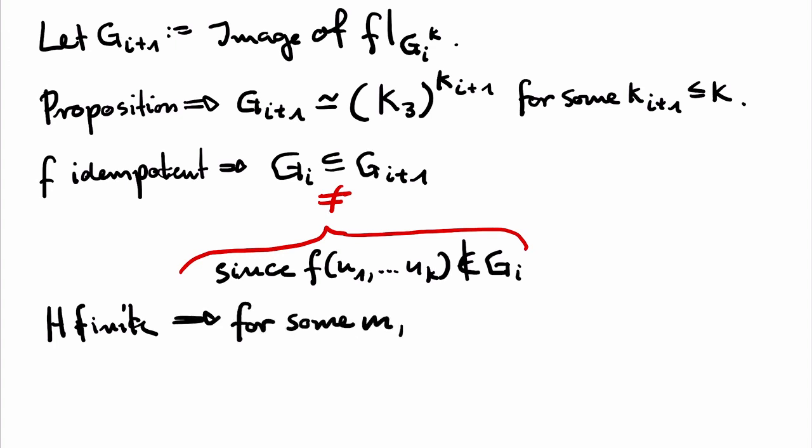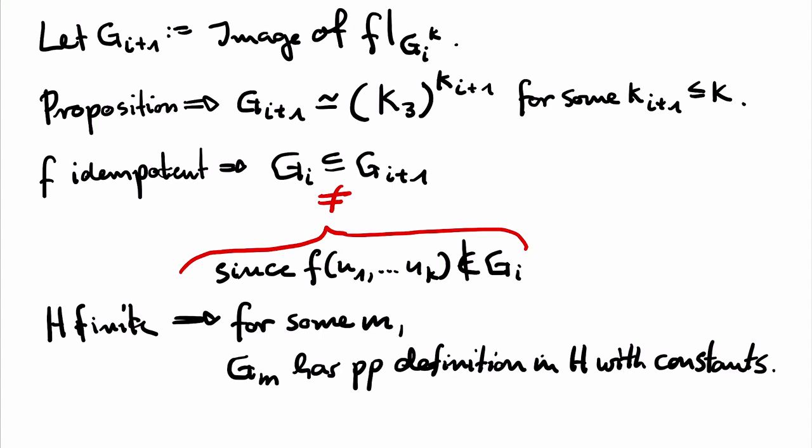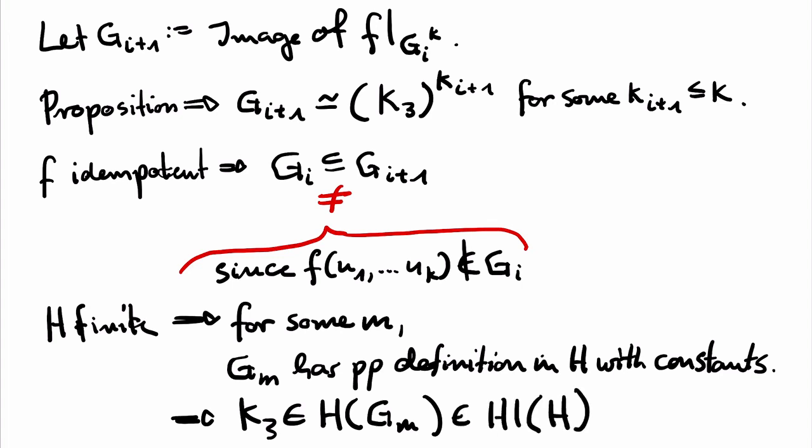So there exists some m, such that Gm has a primitive positive definition in H with constants. Since K3 is homomorphically equivalent to the subgraph induced by Gm, we found a primitive positive construction of K3 in H. Finally, this concludes the proof. The theorem of Bulatov, Hell and Nesetril is not just any complexity dichotomy in theoretical computer science. As you can see in the video about Ziegler's theorem, it implies a fundamental dichotomy for all finite algebras, and in fact for all finite structures. It describes a very important boundary in discrete mathematics.